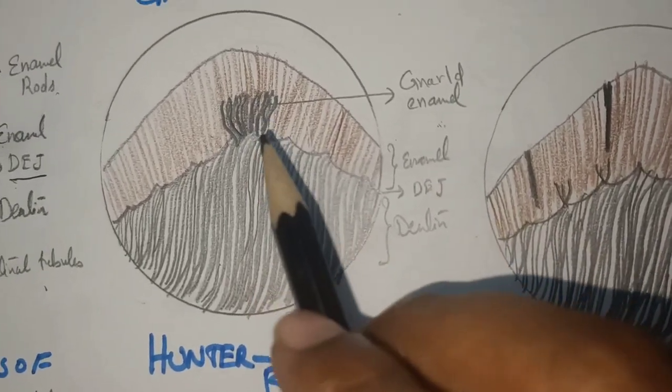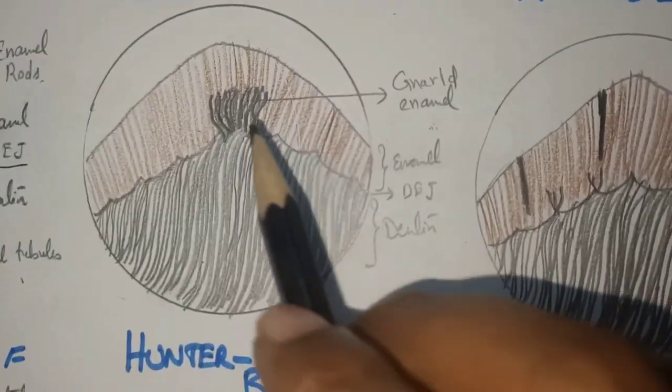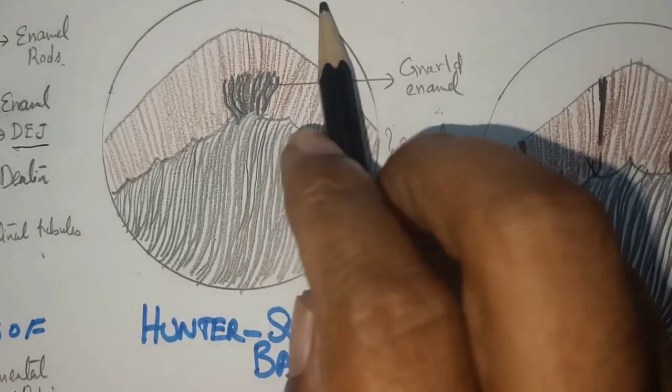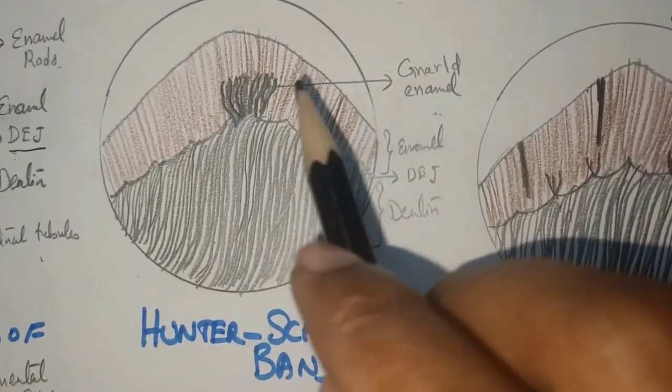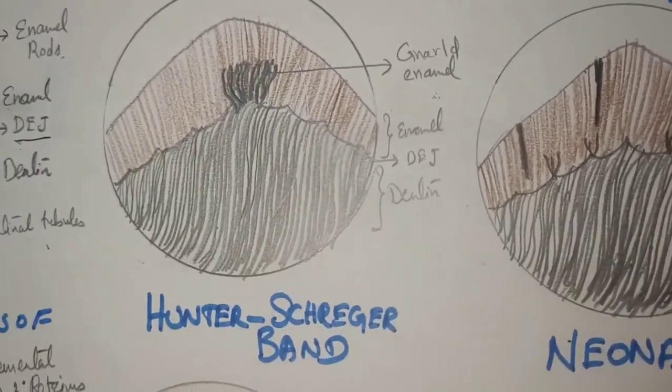It's nothing but, when you cut the section over the incisal edge and the cuspal area, you can see some wavy-like orientations. It is a change in direction of the enamel rods that exhibit a wavy-like structure. These are called gnarled enamel.